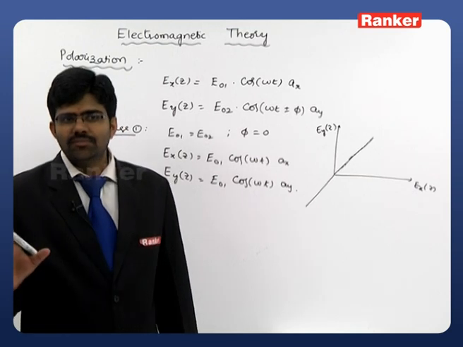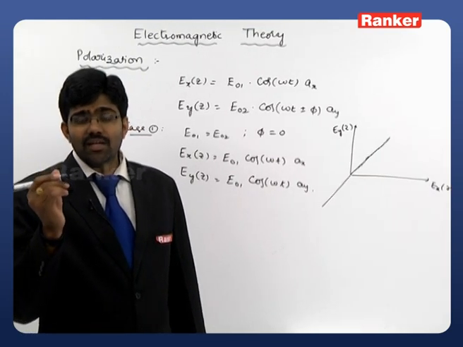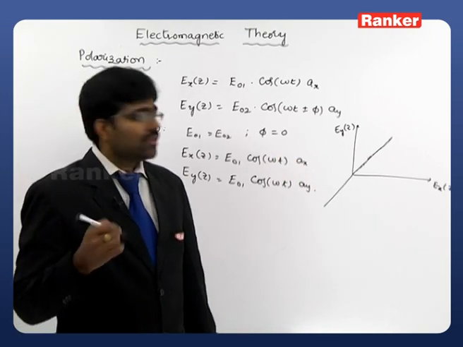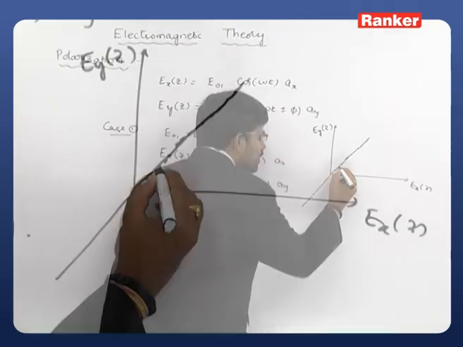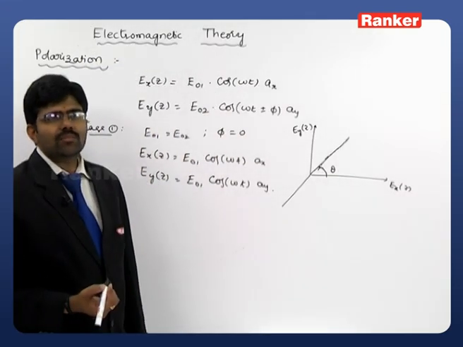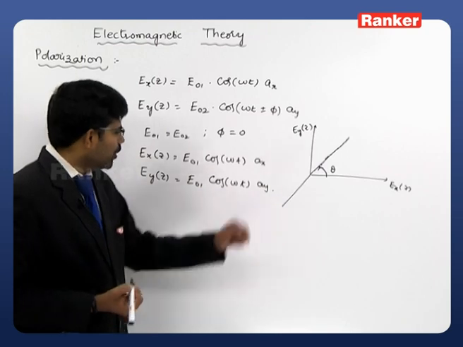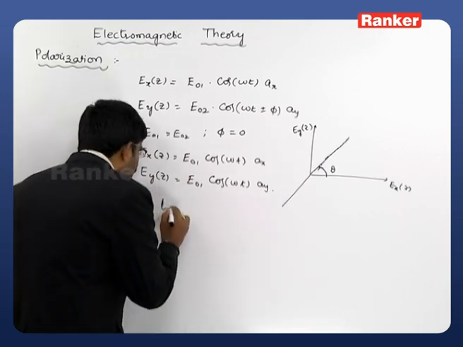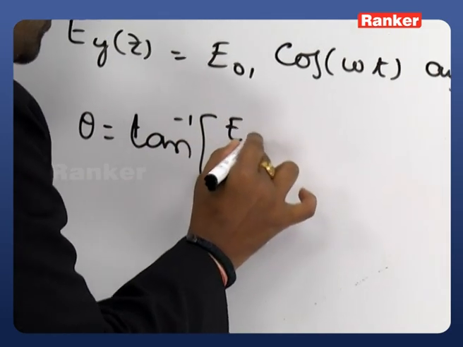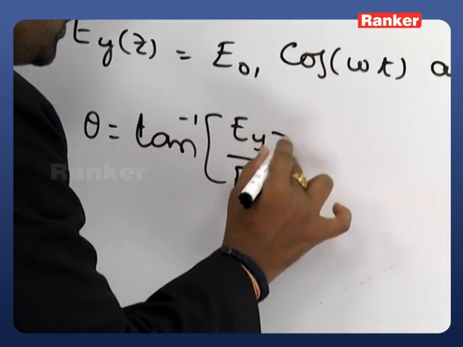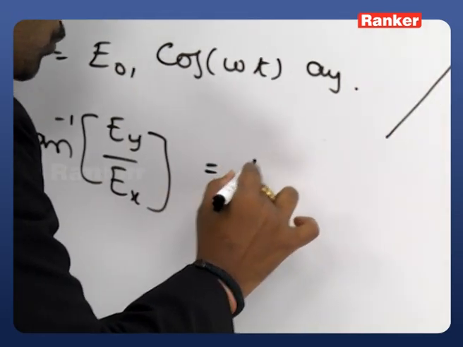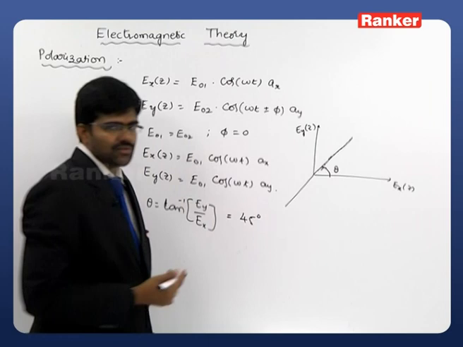Nothing more than that. The resultant of the electric field that we are observing is clearly a linearly polarized signal. Then what will be the angle between them? That angle will be calculated with respect to the x-axis. Simply it is theta. Already we know the formula for calculation of theta. So theta is equal to tan inverse of Ey divided by Ex. Since these two are the same in this particular case, it is equal to 45 degrees.